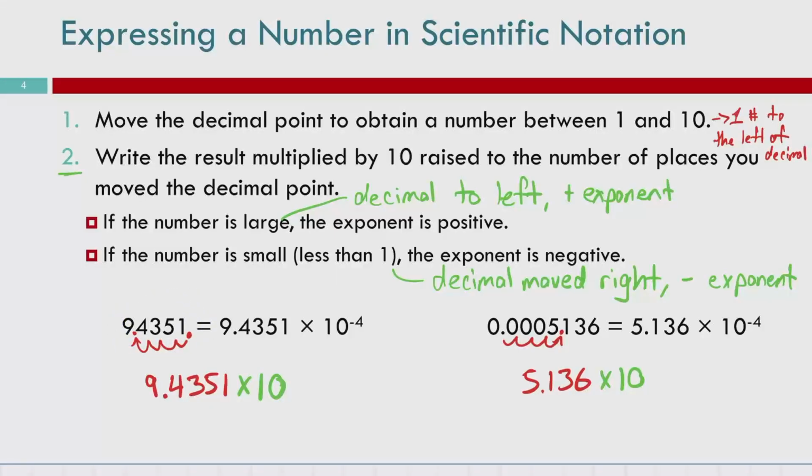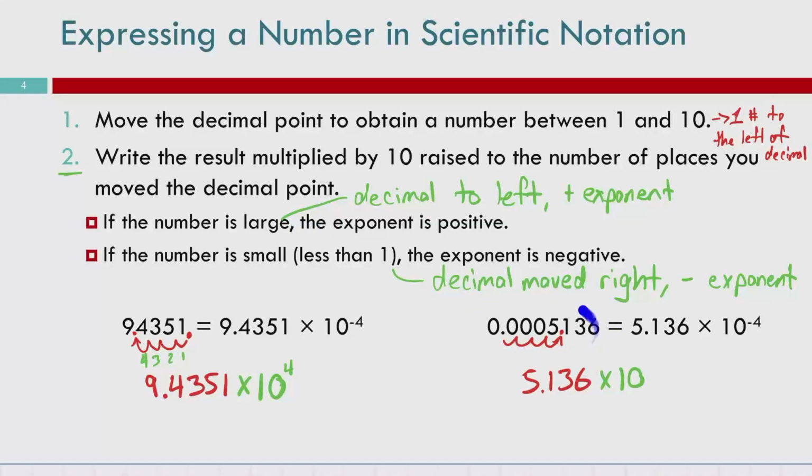Okay, so 94,351: big number. You'd love to get paid this amount of money, right? So we're moving the decimal place over. We're moving it 1, 2, 3, 4 spots. So our exponent, it's a big number, it's going to be a positive 4. 9.4351 times 10 to the 4.